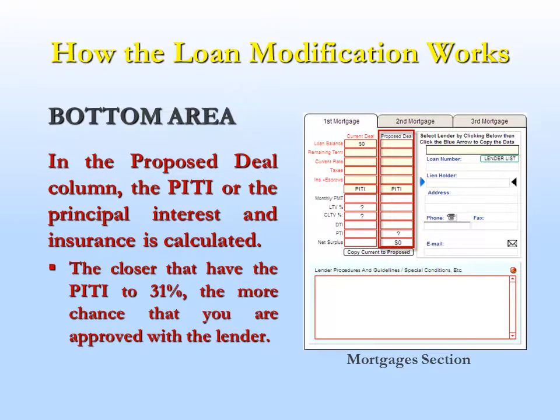In the proposed deal column, the PITI, or the principal, interest, taxes and insurance, is calculated. The closer you have the PITI to 31%, the more chance you have that you are approved by the lender.